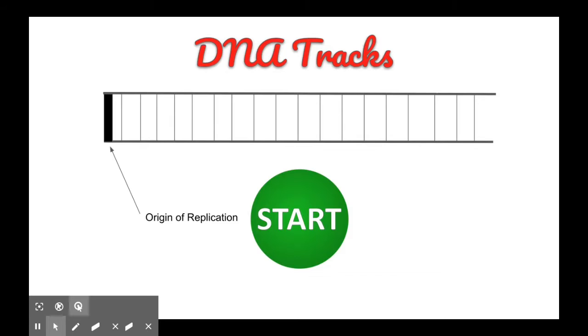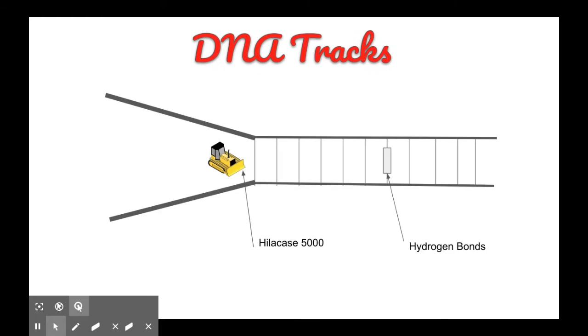Now, once we have a railway strand, we have a certain section called the origin of replication, which initiates the process of replication. We send out helicase 5000 to the replication fork to break down hydrogen bonds between the two railways. To prevent supercoiling, we have gyrase 5000, which goes after the helicase and after the replication fork to resolve any supercoiling.